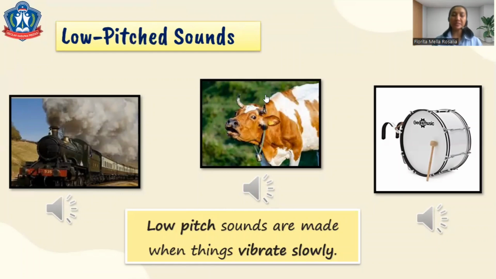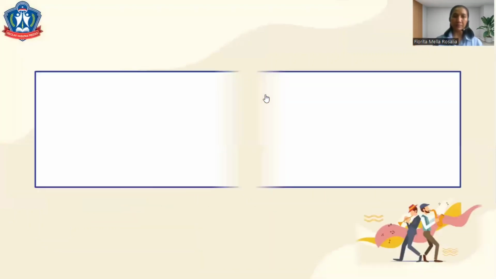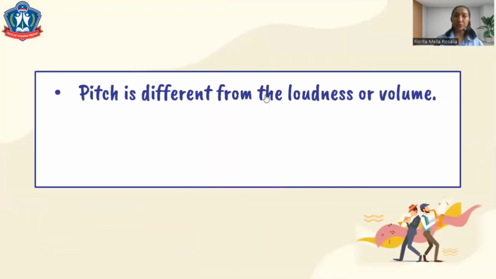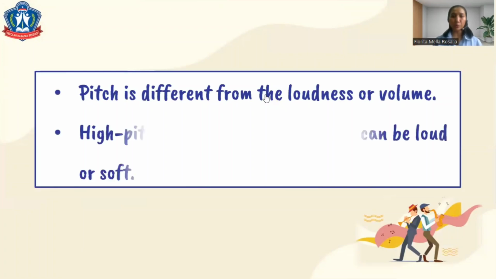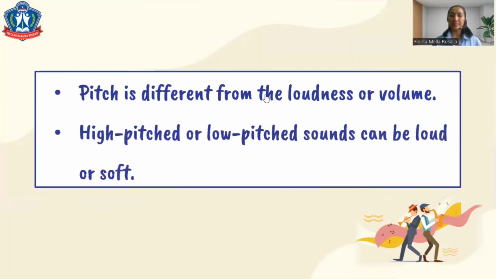So those are the examples of low-pitched sounds. They can be made when things vibrate slowly. Pitch is different from loudness or volume. High-pitched or low-pitched sounds can be loud or soft.